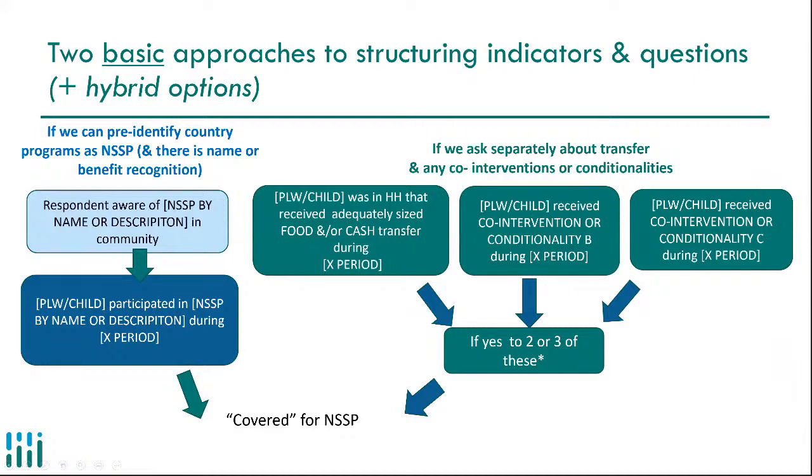Alternatively, we could also ask about the transfers and any co-interventions separately. So for instance, was that child in the household receiving an adequately sized food or cash transfer, or for instance, the school meal component of the Mary's Meals program during the last 3 months or 6 months. In addition to that, did they receive the take-home ration? In addition to that, did they receive the conditional cash transfer, which is actually a feature of several school feeding programs that we've come across. And if the individual, for instance, says yes to 2 out of the 3 of these or 3 out of the 3 of these, we would say that they are covered for NSSP.